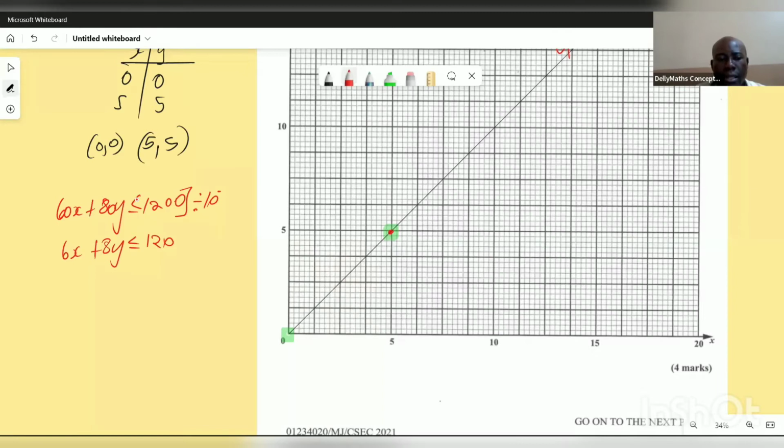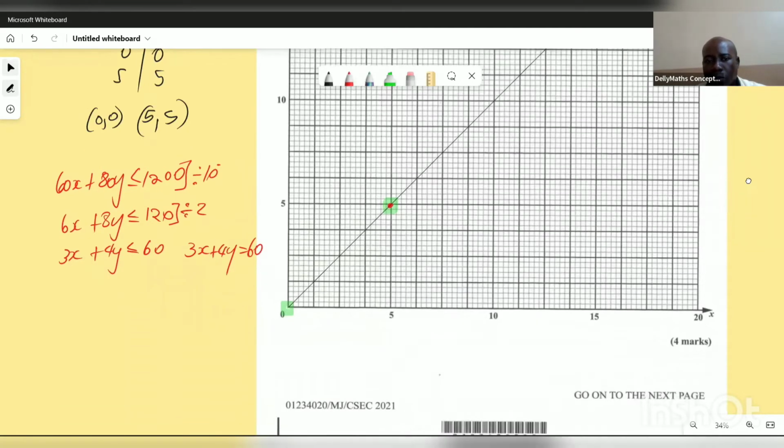You could cut this down some more. If we divide through by 2 again, because I'm working with smaller numbers, I get 3X plus 4Y less than or equal to 60. You don't have to cut it down, but if you do, you'll get the same thing. Basically we cut it down by 20. So the equation we're looking at here is 3X plus 4Y equal to 60. That's what we're using to get a line.